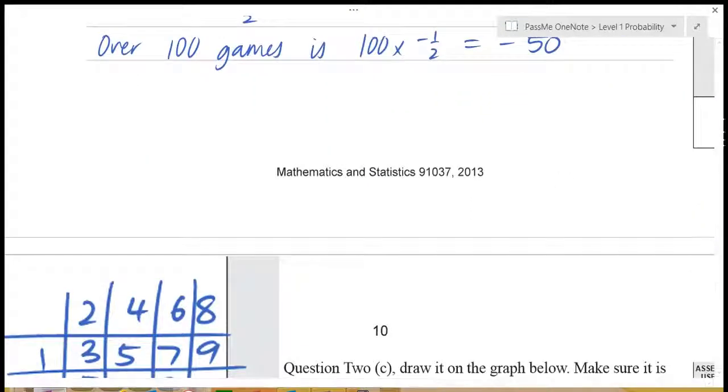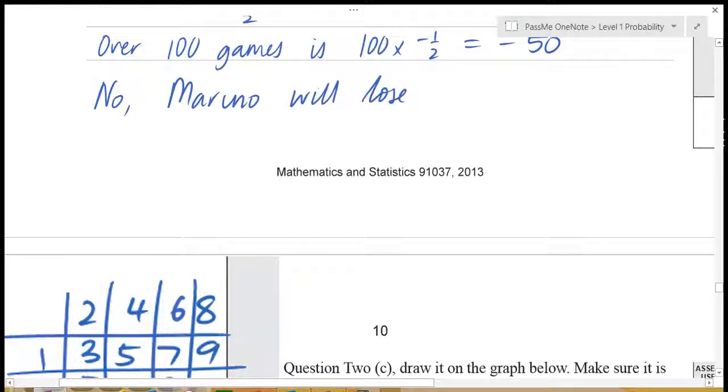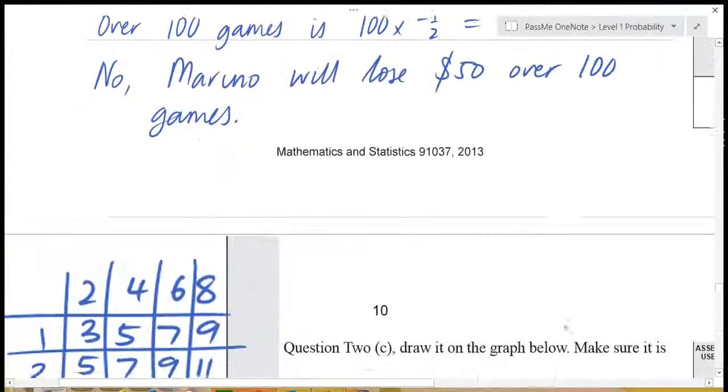Let's answer that with this sentence. No, Mario will lose $50 over 100 games. And that is the end of this paper.